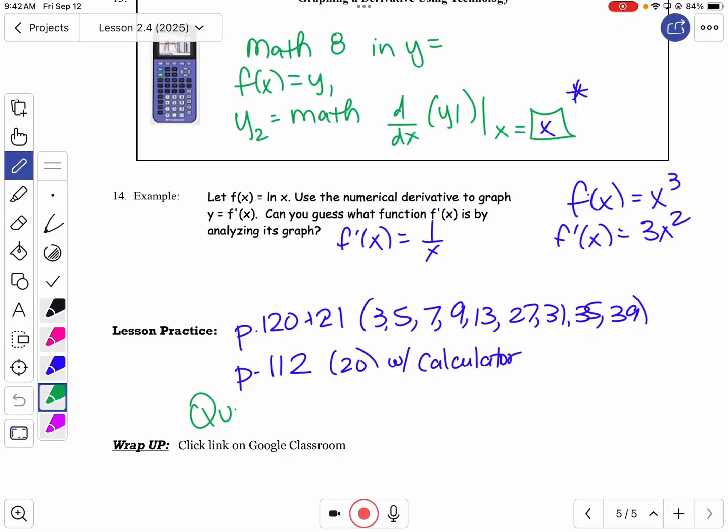You have a quiz Tuesday. It does not cover differentiability. Okay, so it's just over 2.1 through 2.3. There's no differentiability on it. That's your limit definition. Okay, both of those, or maybe all 3.